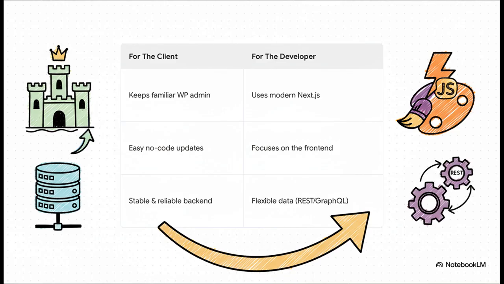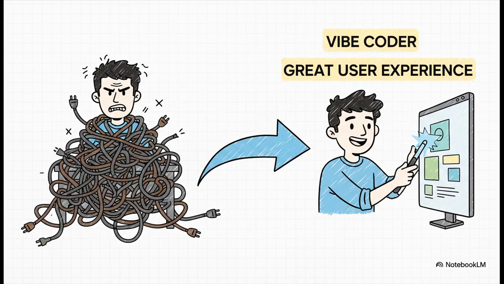You get to use modern Next.js. You get to focus all your energy on the front end, the fun part, and you have the flexibility to use either REST or GraphQL. Everybody gets exactly what they want. And we come back to this wonderful term because it really says it all. The ultimate payoff for the developer is you get to achieve that vibe coder status. You are freed from fighting with clunky backends or outdated themes, and you can pour all your creativity into what actually matters, building a fantastic, fast, and modern user experience.